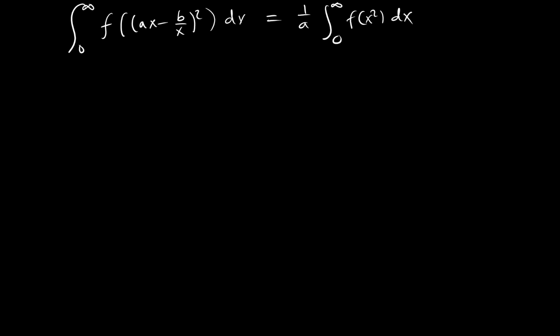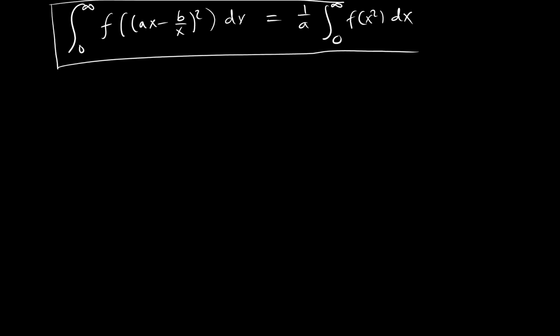I'm going to prove that the integral from 0 to infinity of f of (ax − b/x)² dx is the same as 1 over a times the integral from 0 to infinity of f(x²) dx, right? So we need to prove this, and we're just going to put that in a rectangle. So what is our proof going to look like?